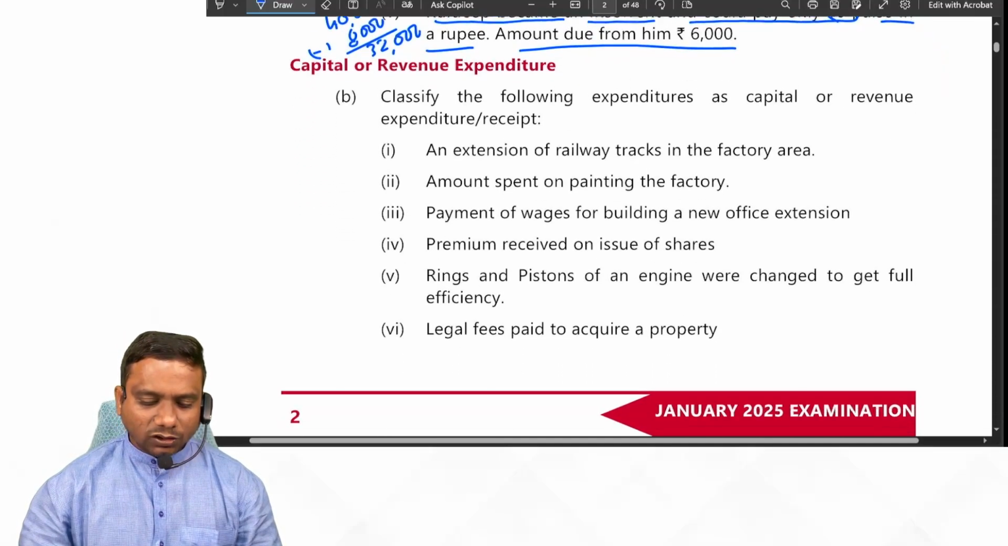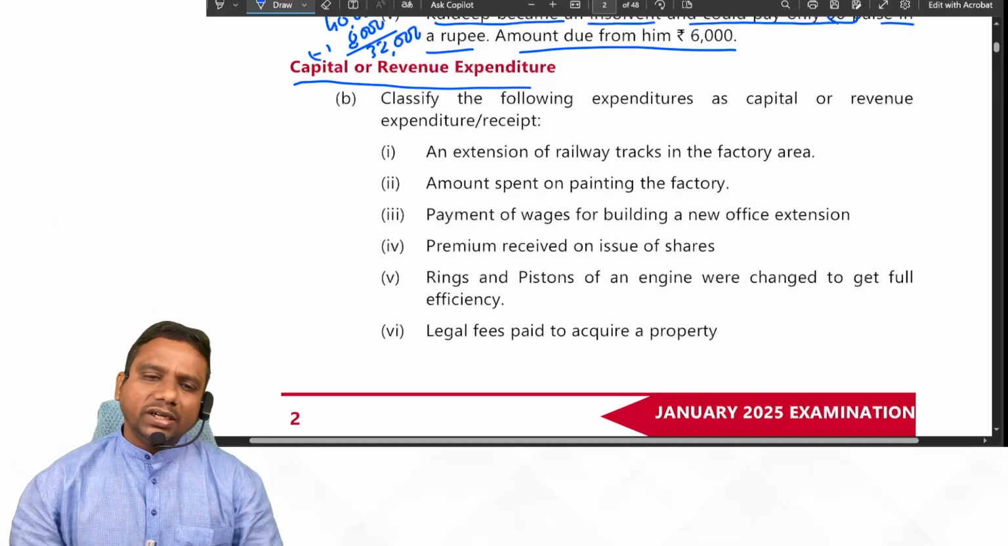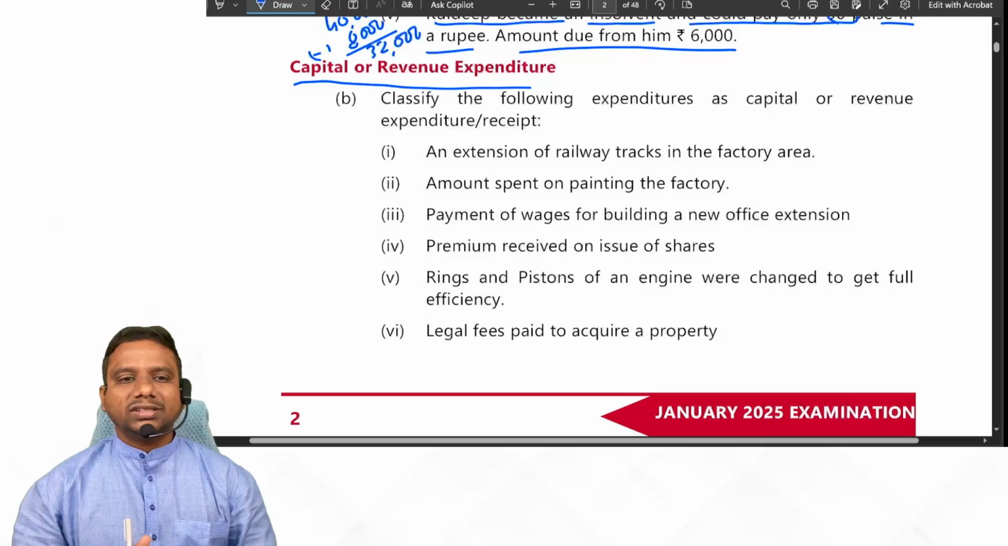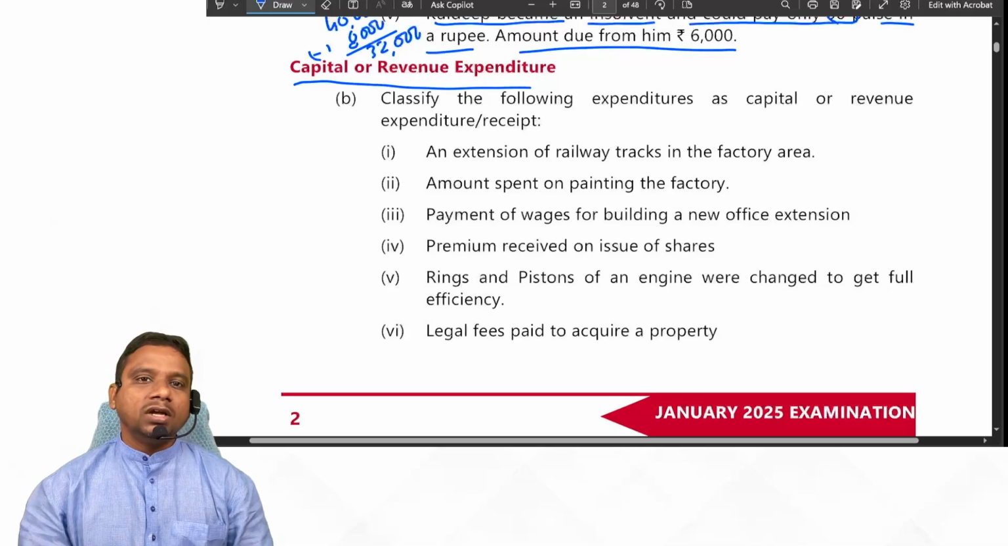Now look at the next concept, capital or revenue expenditure. Compulsorily, you get at least one true or false statement on this concept, capital or revenue expenditure. Or sometimes you get a 4 marks theory question from this chapter. Maybe.